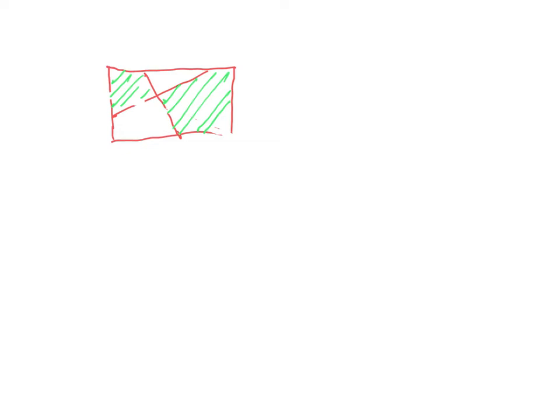Now what we're told is to put the line back in. So there it is. And then we're going to reverse all of the colors on one side of the line. So below the line, we're going to reverse the colors. That means all the white will become green and all the green will become white.